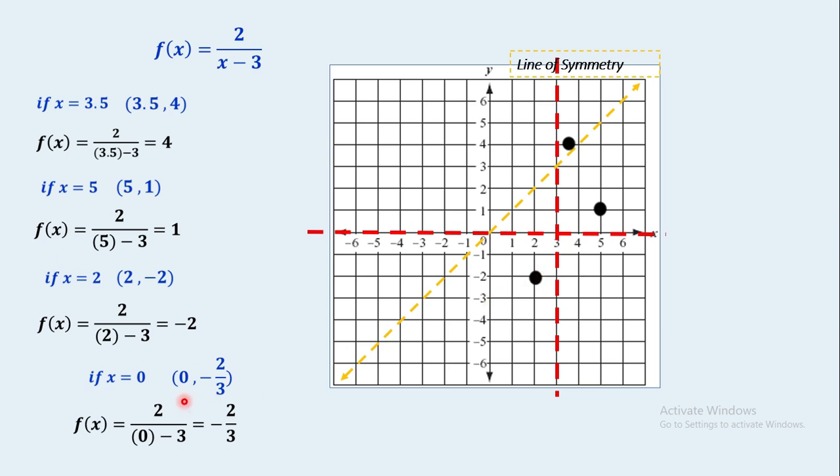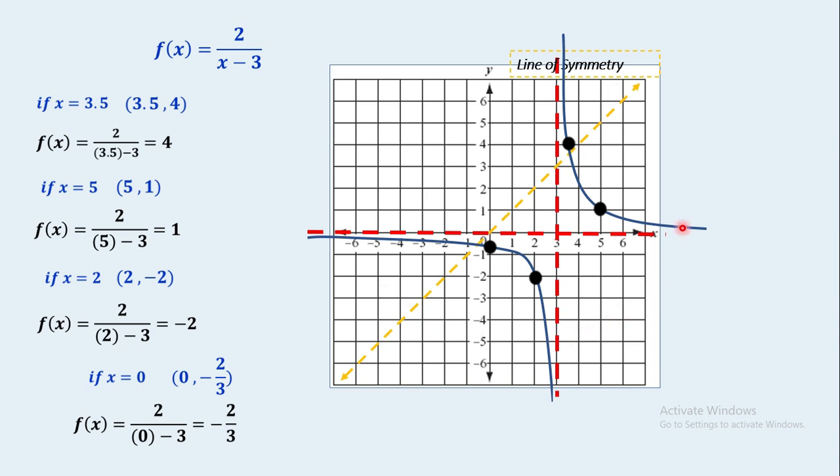Another point is 0 and negative 2/3. That is less than negative 1, so approximately, our point is located here. So these are now the points, and after plotting the points, we will now draw the curve line. Okay, so this is now our graph of this function, f of x equals 2 over x minus 3.